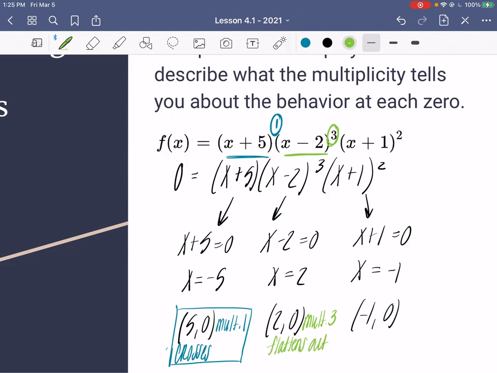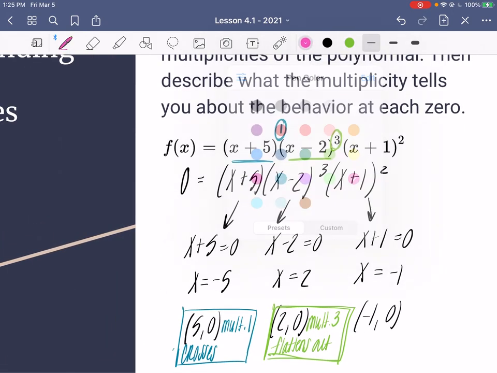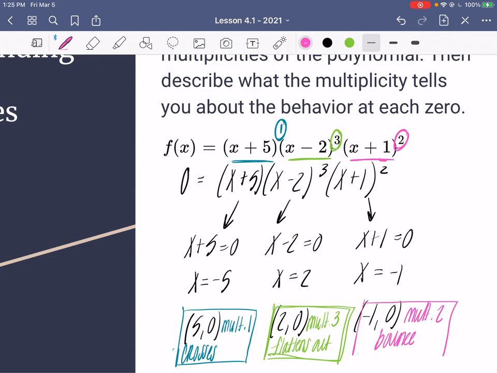At 2, 0, it's going to make this flattened out shape, which is honestly kind of the hardest to draw out of all these, but we'll practice it. And then -1, 0, this one has a multiplicity of 2, and that is going to bounce at -1, 0.